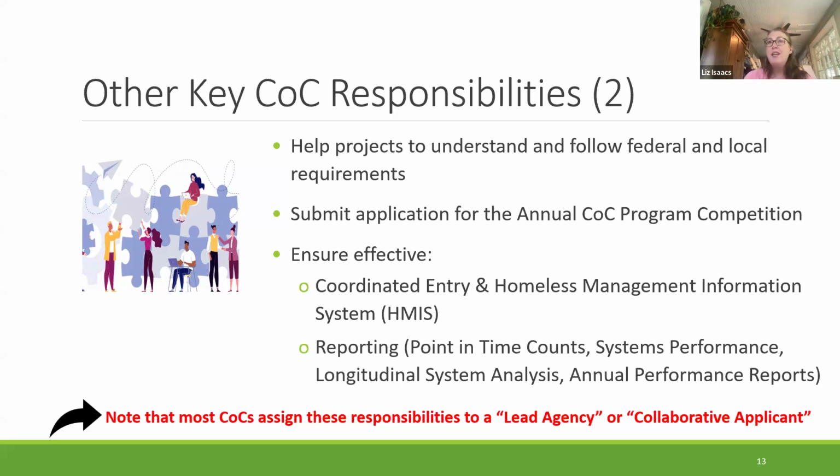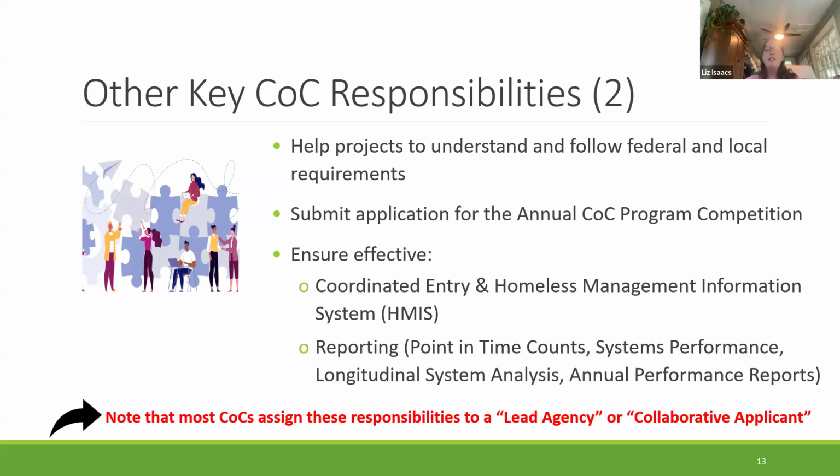So one of the key roles of the CoC is to ensure that providers and everyone in our system really understand what's going on because it's not easy. There's a lot out there to understand. And so the CoC helps make that digestible for all of our folks. We were going to talk about this in more detail on another slide, but the CoC has to submit the application for the annual competition. You will hear us call it the NOFO a lot, the Notice of Funding Opportunity, or the annual application. That's lots and lots of work. We have a whole slide on it.